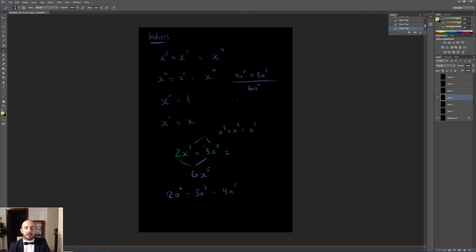Okay, I hope you have the chance to do that. We would do the numbers separately. So 4 times 3 is 12, divided by 6 is 2. A squared times a cubed is a to the power of 5 because we add those, and we're dividing by a to the power of 4. So we subtract the powers to give a to the power of 1. And remember from this rule here, a to the power of 1 would just be a. But you wouldn't lose a mark if you left it like that.